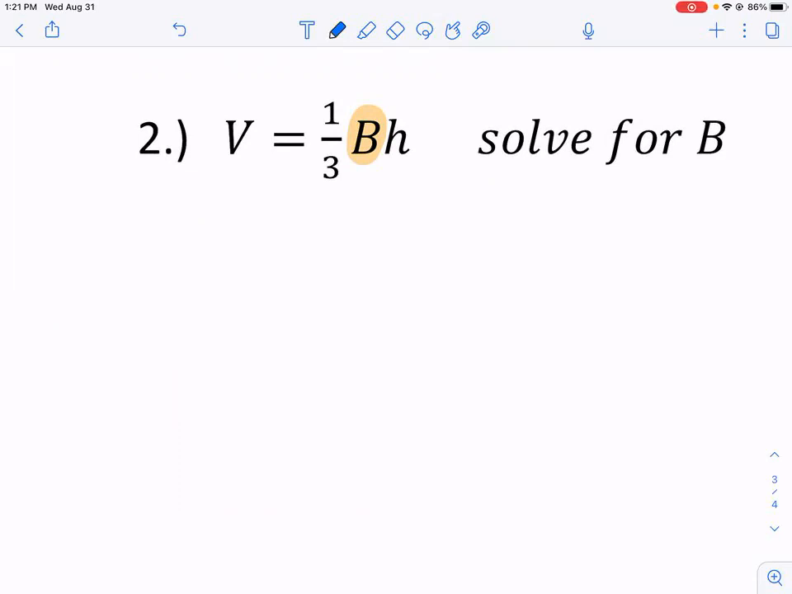Times by what? Yeah, we're going to multiply both sides by 3 so that 1/3 and 3 cancel out and we have 3B equals BH. That's excellent.